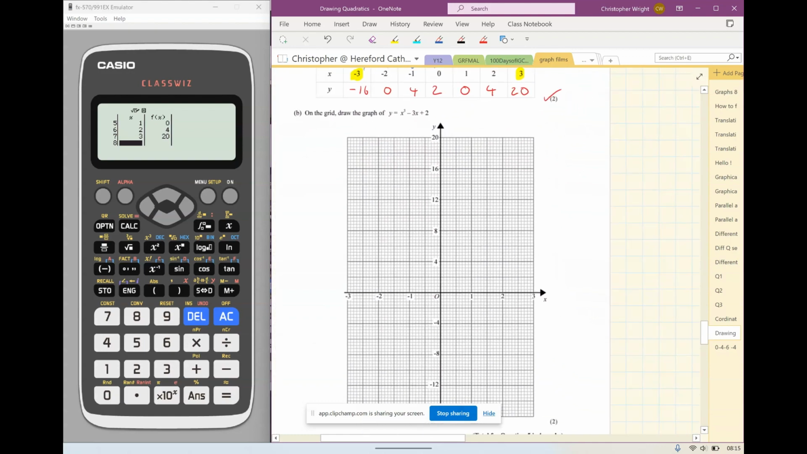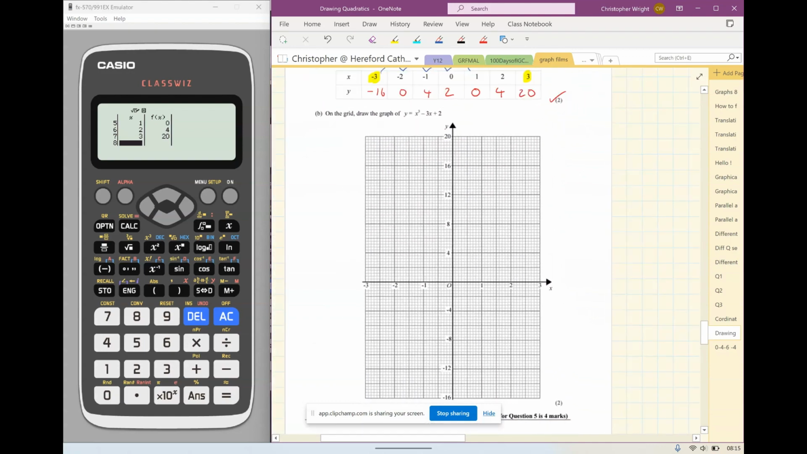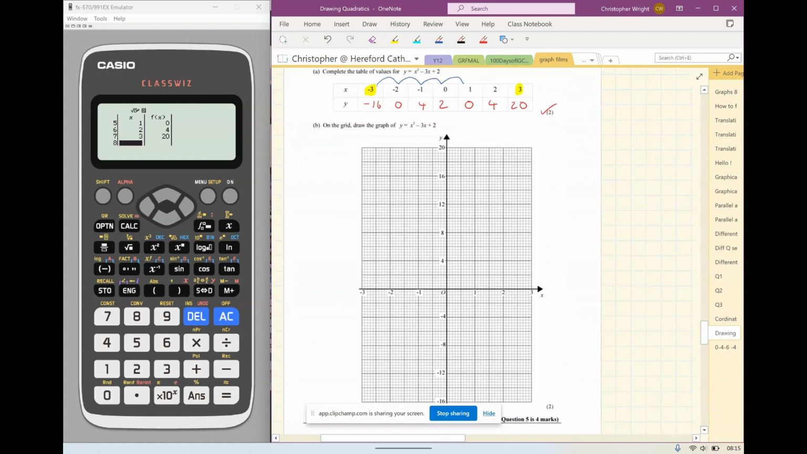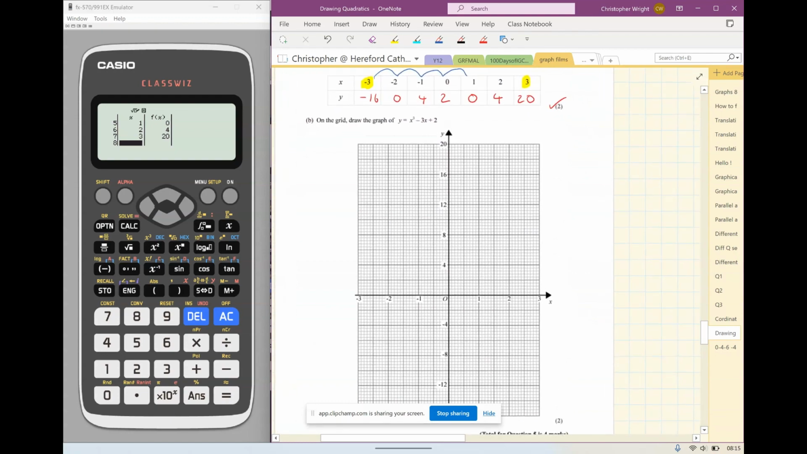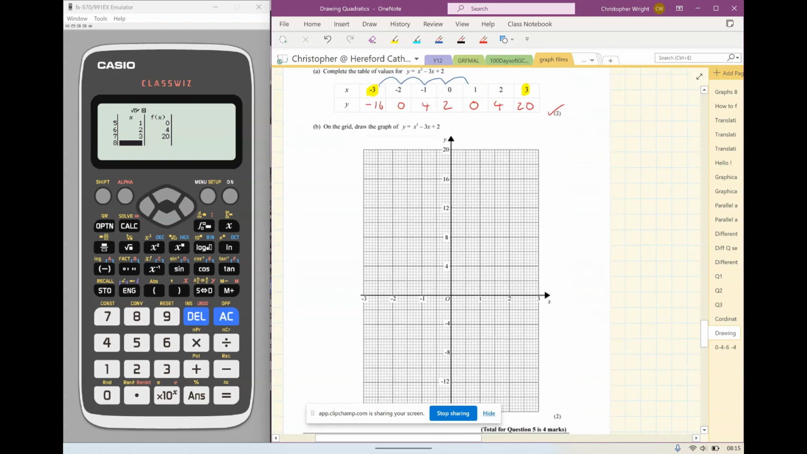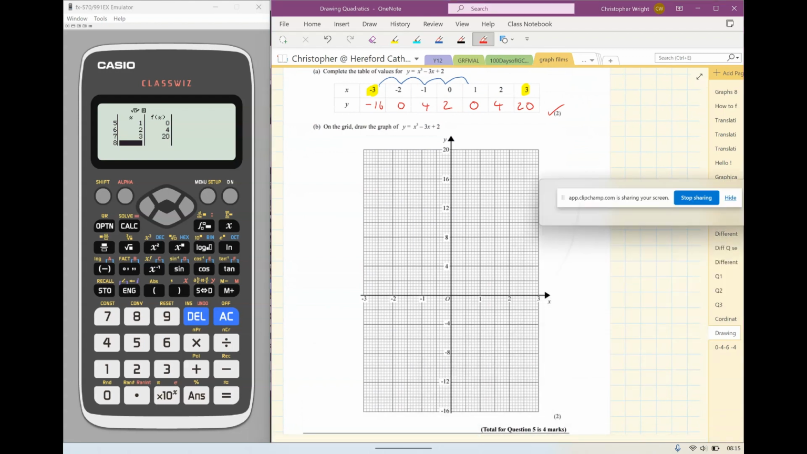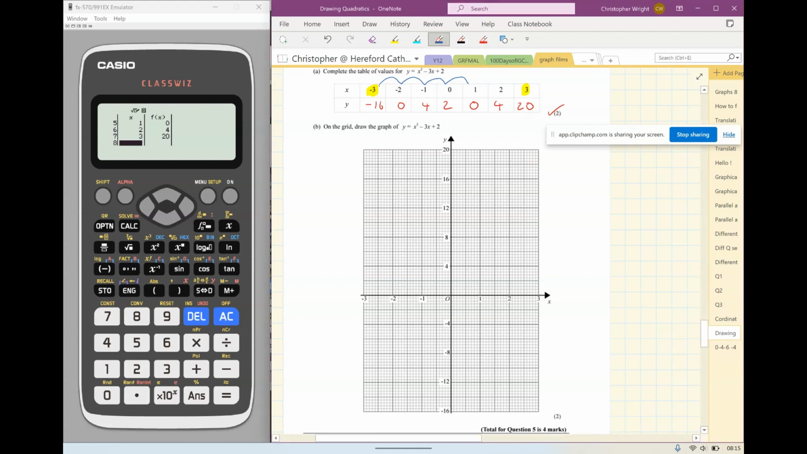Okay, now, first thing to do, check your scale. Now, they seem to like this scale where 4 is equivalent to 10 squares. I've dealt with that in the last 2 questions, so I'm getting quite used to that now. Right, -3, -16 is way down here. -2, 0. -1, 4.